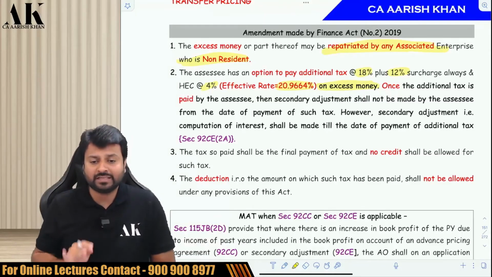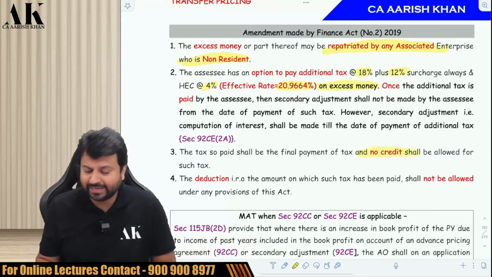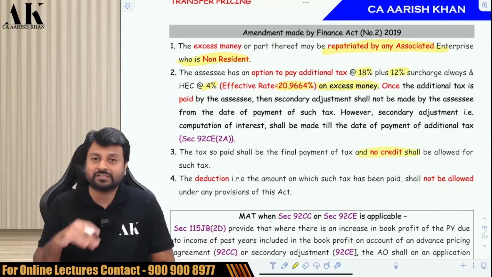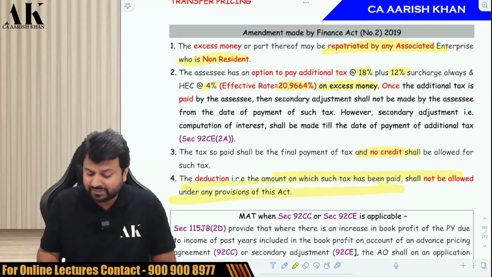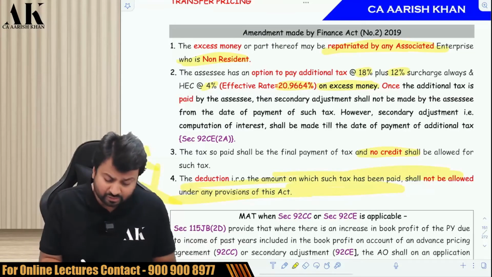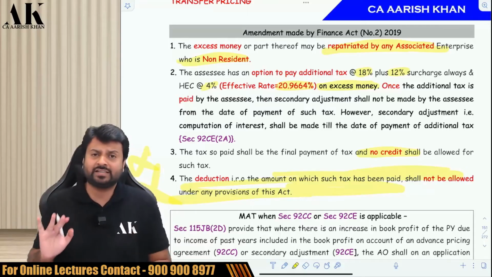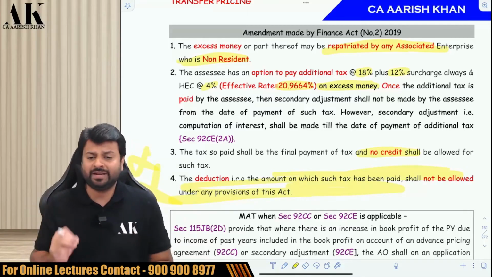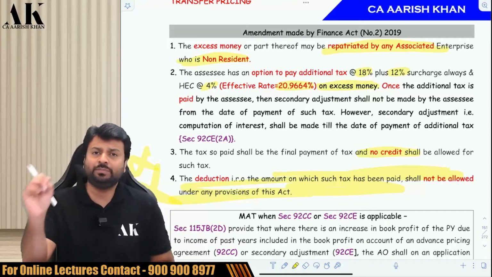Whatever tax you have paid under this particular section, you are not going to get any credit of that tax. This is not TDS or advance tax. Further, you are not going to get any deduction of this tax under any provisions of the income tax law. This is not allowed as a deduction. This is not allowed as a credit also, like advance tax and TDS credit which you take. You are not going to get any benefit of this tax. This is a tax which you have to pay and forget about it.